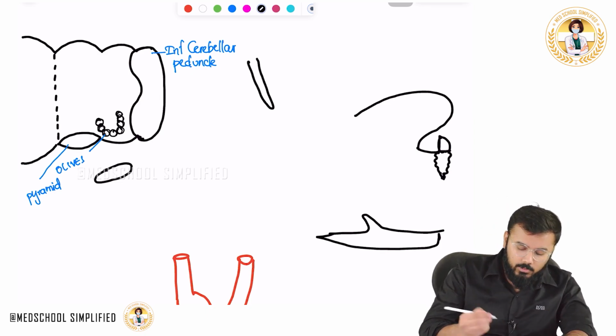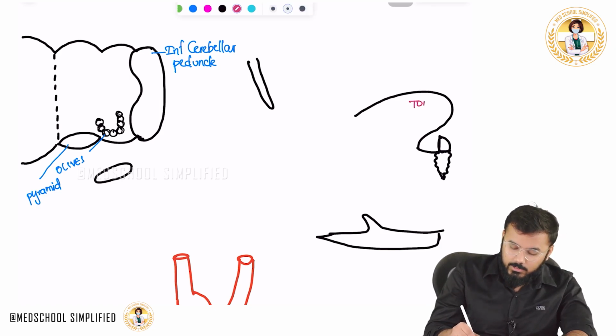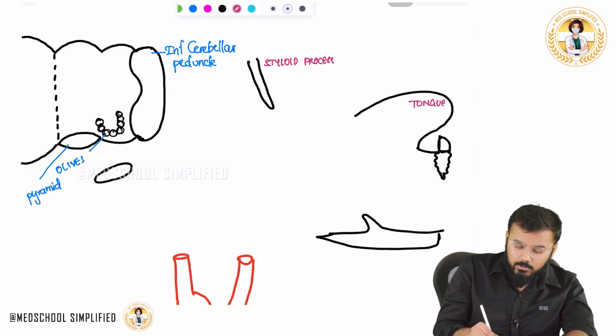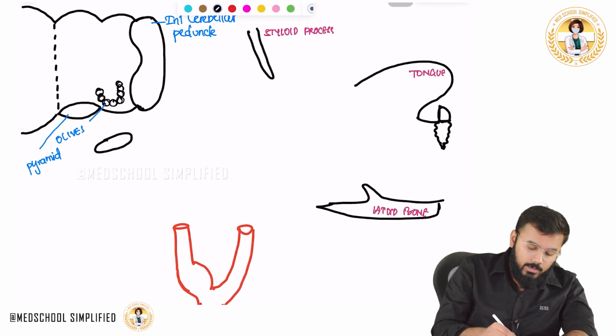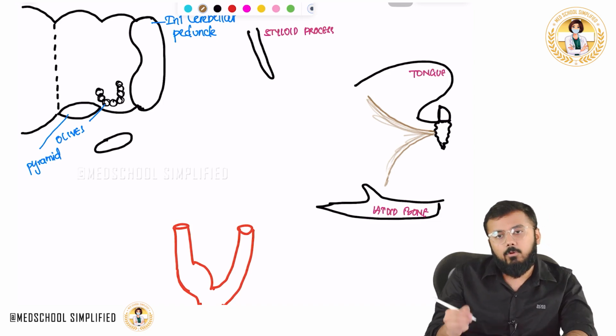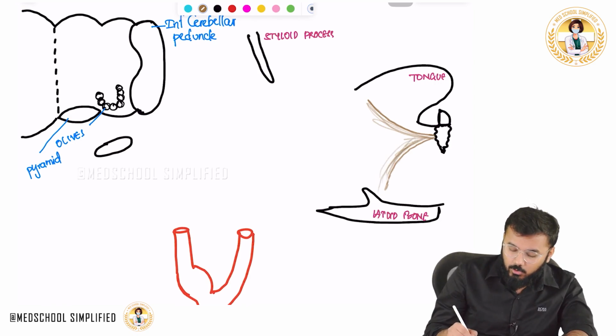And at the side here you have a process called your styloid process. So let me write down these structures. So here this is called your tongue. This is called your styloid process, and this is called your hyoid bone. Now here one very important thing you need to know, that from this part over here till here, this muscle which you can see over here is called the genioglossus muscle.